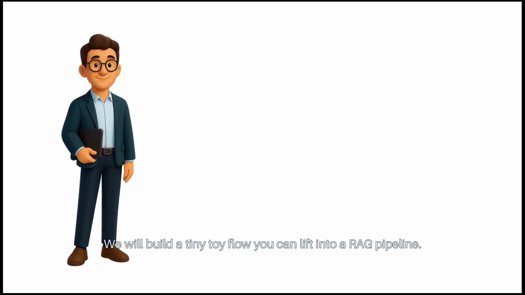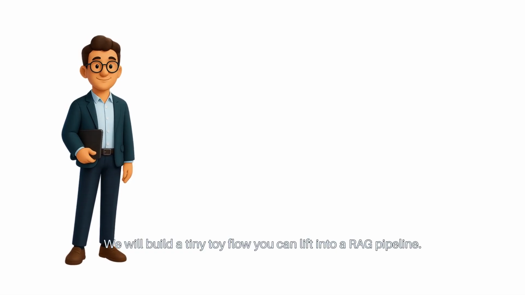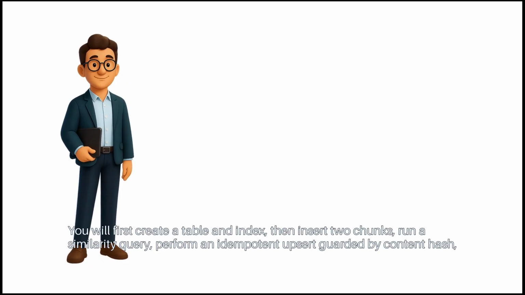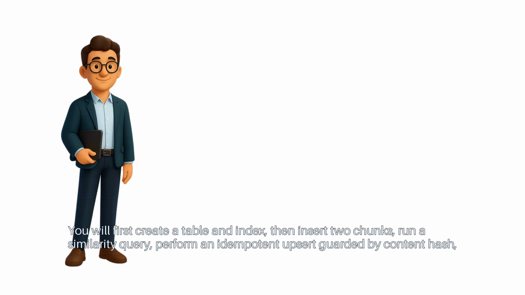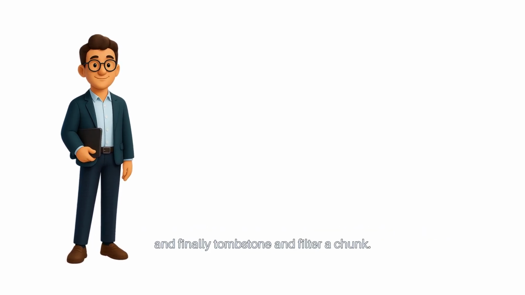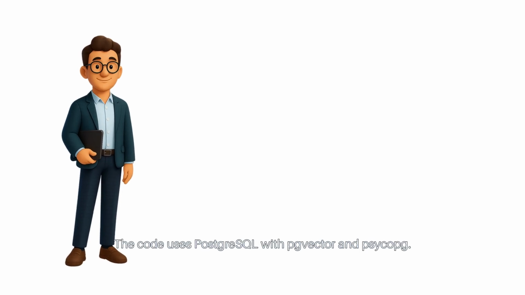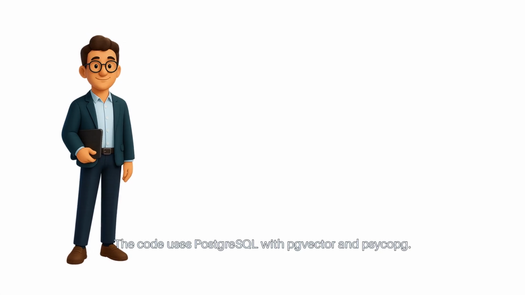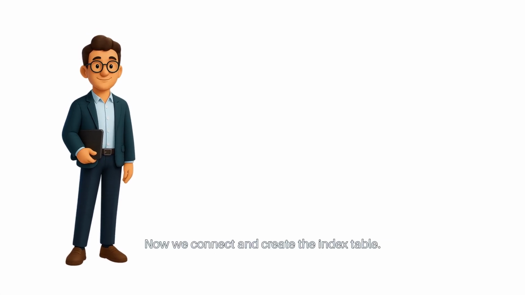We will build a tiny toy flow you can lift into a RAG pipeline. You will first create a table and index, then insert two chunks, run a similarity query, perform an idempotent upsert guarded by content hash, and finally, tombstone and filter a chunk. The code uses PostgreSQL with pgvector and psycopg. Now we connect and create the index table.